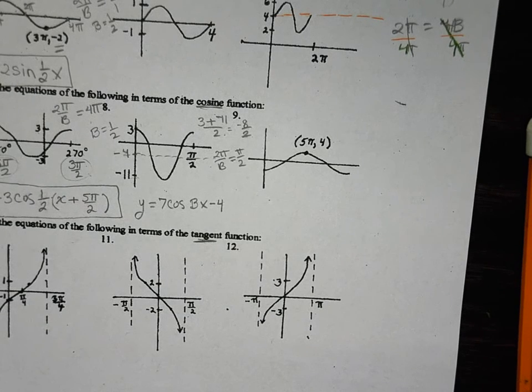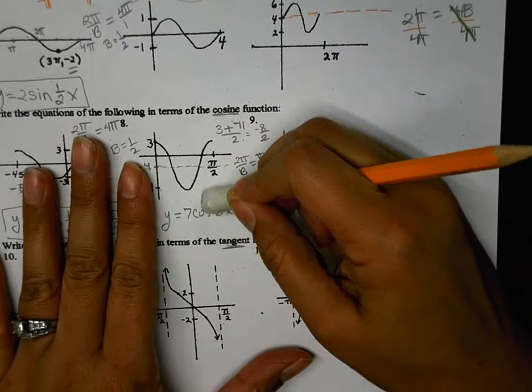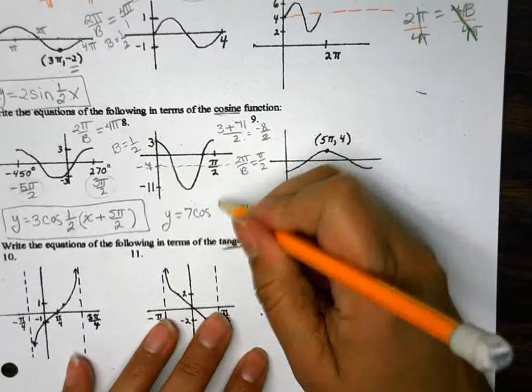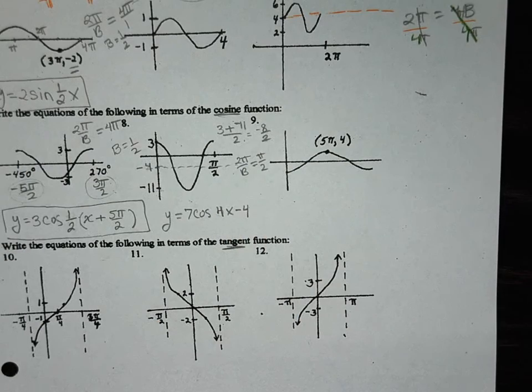All right, what did you guys get? B equals what? 4. Make sense?